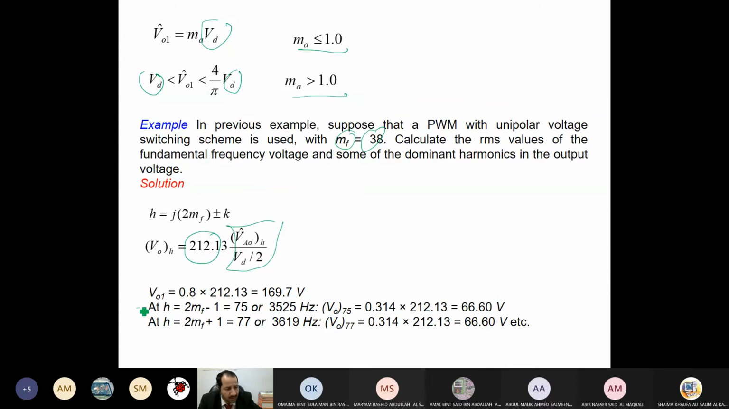But you see, I took only two components because the main component, the odd one, has been cancelled. MF, 3MF, 5MF have been cancelled, so I don't need to take them. I take only 2MF plus minus 1 or plus minus 2 and so on. No need to have many because they are reduced already because it is unipolar.